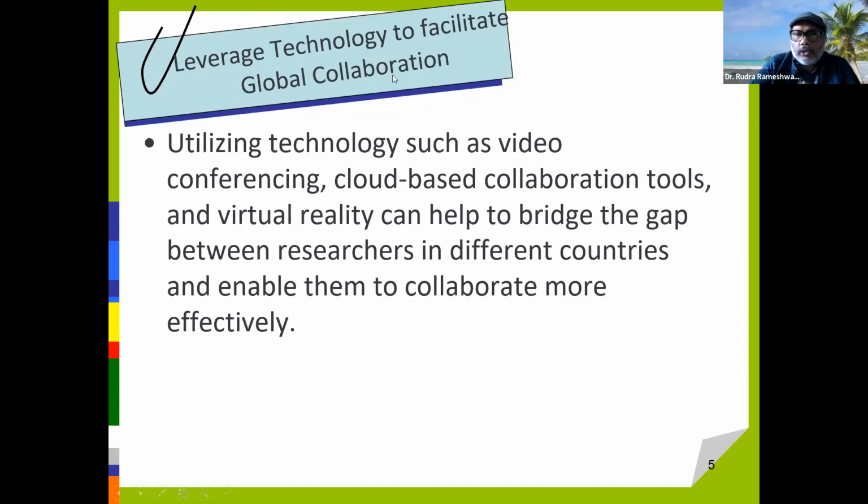So leveraging technology to facilitate. Let's take one: utilizing technology such as video conferencing, cloud-based collaboration tools. Many tools are available these days. I think you can name a service where these cloud-based tools are available. So virtual reality can help to bridge the gap between the researchers in different countries, which enables them to collaborate more effectively.